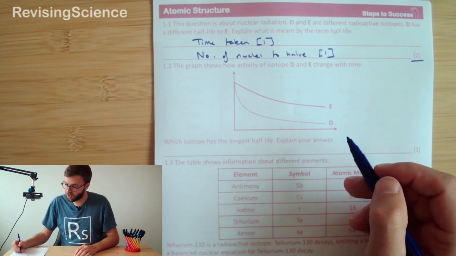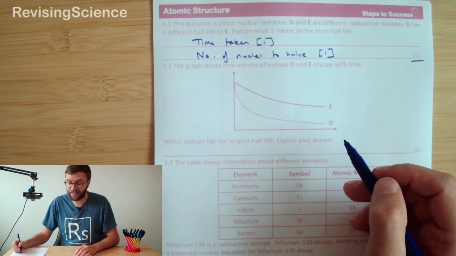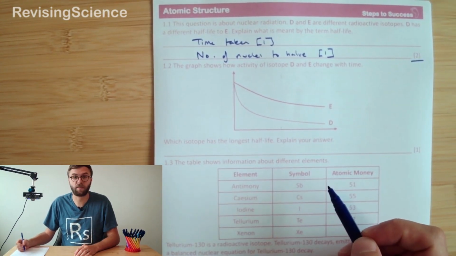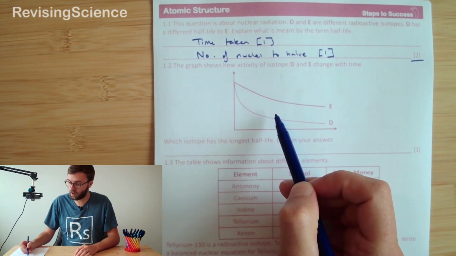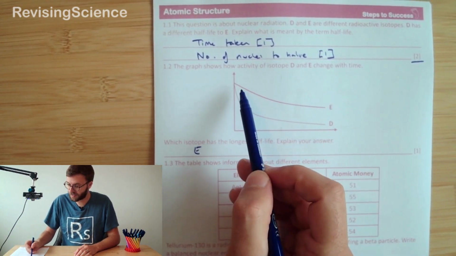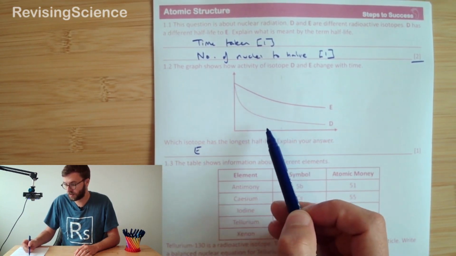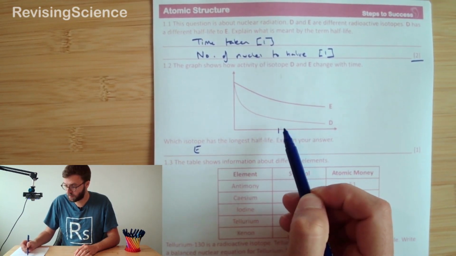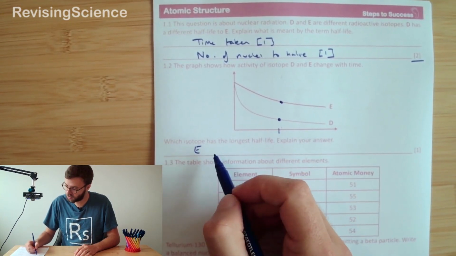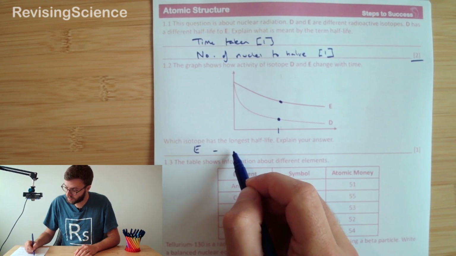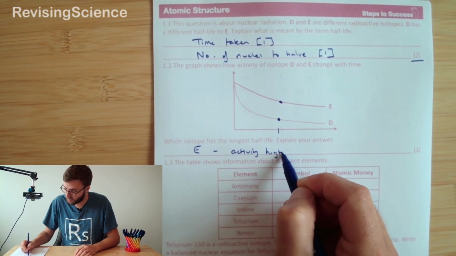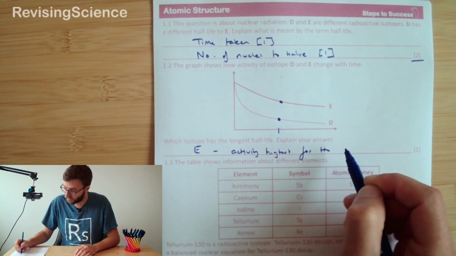Okay, next question. The graph shows how the activity of isotope D and E change with time. Which isotope has the longest half-life? And explain your answer. Well, looking at the graph, we can see that E is the one that has the longest half-life. And this is because it takes a lot longer for the decay. You can see if we take any point, for example, this time here, that D has a lot lower activity than E.